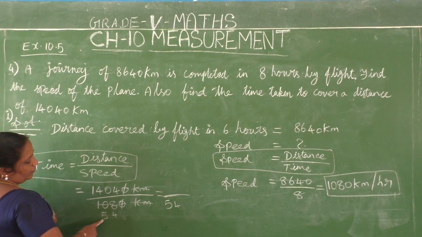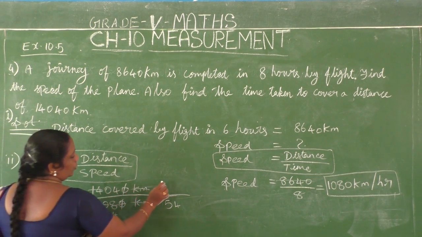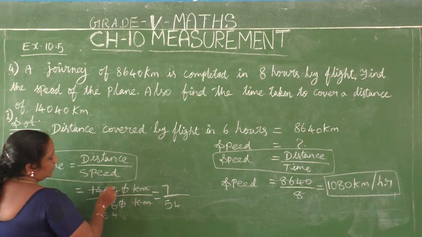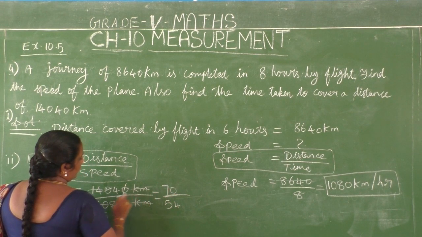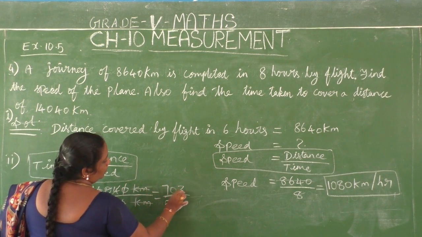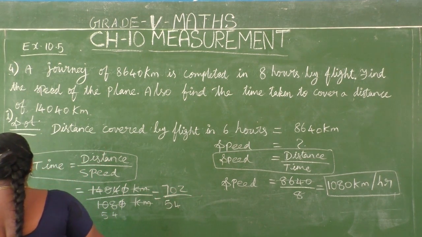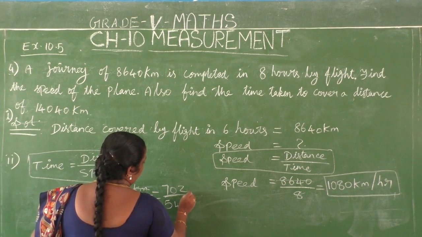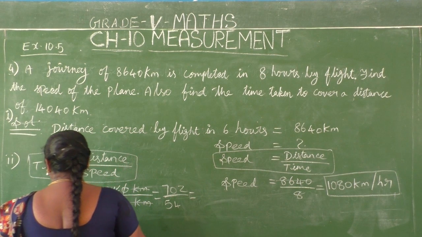Then in 10 means 5 2s are 10, 4 2s are 8. In 14, 7 times it will come, no? 7 2s are 14. 7 times. Then this 0 will automatically come here. 2 2s are 4. So 702 by 54. Again I am using the 2 table.